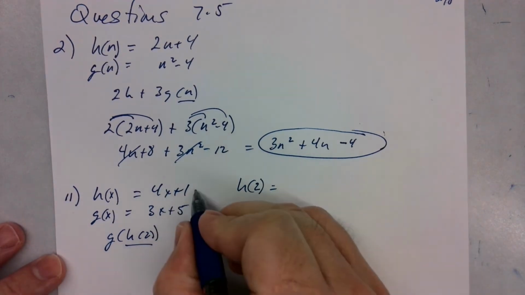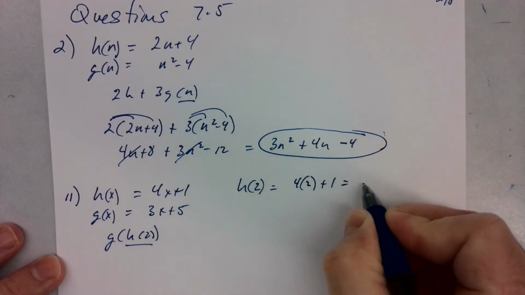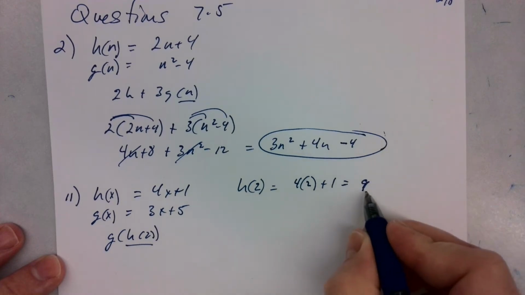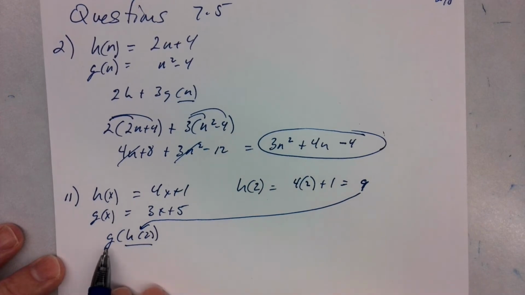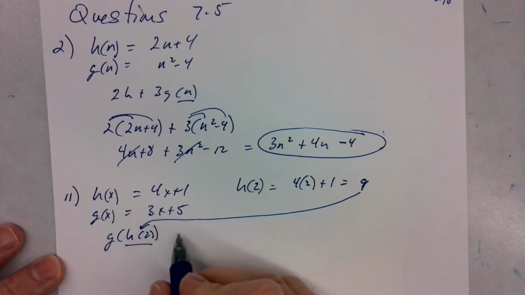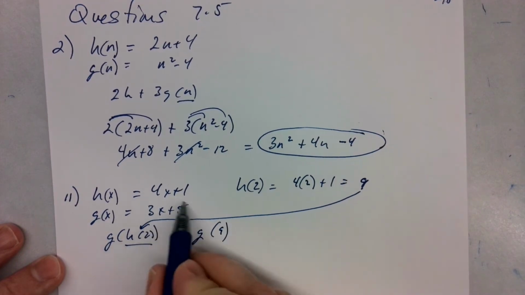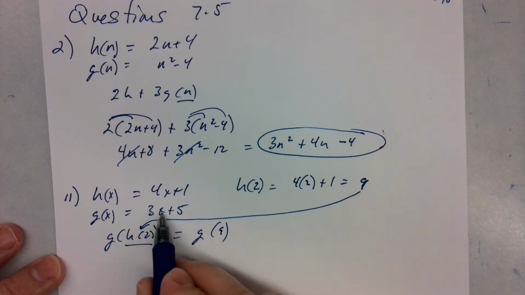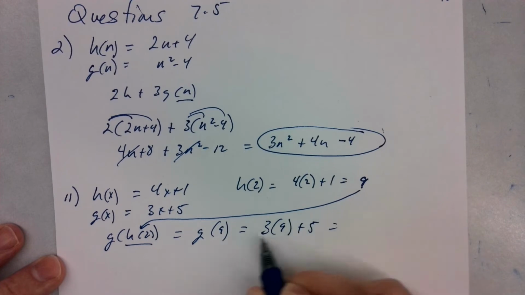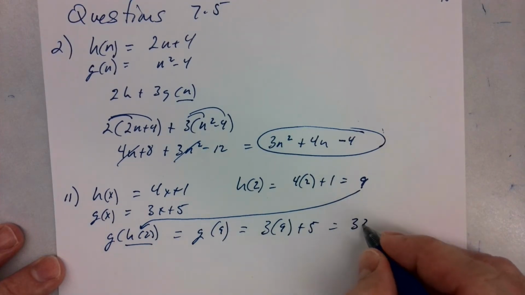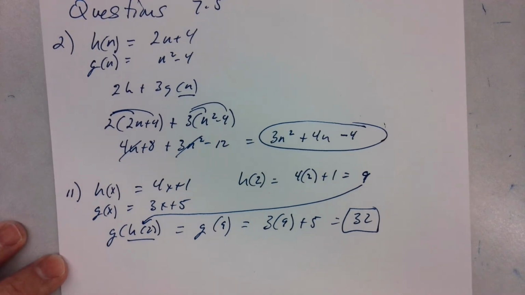So instead of 4x plus 1, this is going to be 4 times 2 plus 1, which is going to give me 9. Now, what do I do with that 9? Yeah, then it's going to go right there. So instead of g of h of 2, this is now just going to say g of 9. Well, g of 9, wherever there's an x, I'm simply going to write a 9, and that's going to give me 3 times 9 plus 5, which gives me 32. That makes sense?